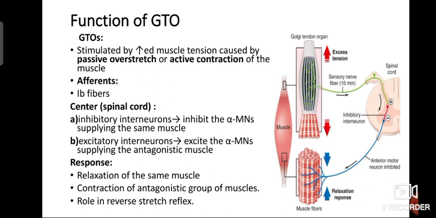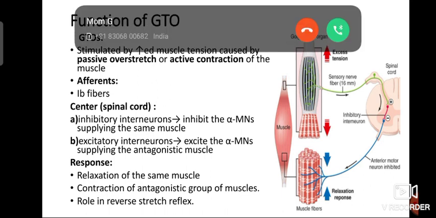Whenever we put a dumbbell on our hand and flex the elbow, what happens? The biceps muscle is contracted, and in response the antagonistic muscle, the triceps muscle, is relaxed. So this is an example of inhibitory interneurons, and this is a major function of the Golgi tendon organ. These interneurons are also called Golgi bottle neurons. The response: relaxation of the same muscle, contraction of the antagonistic muscle.